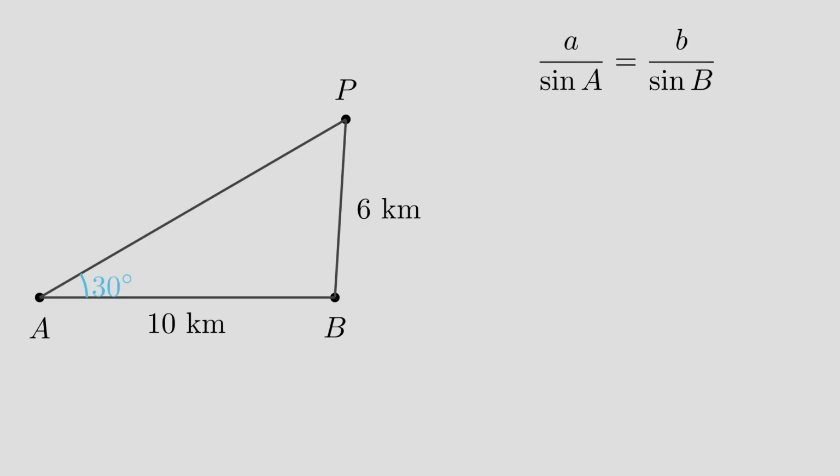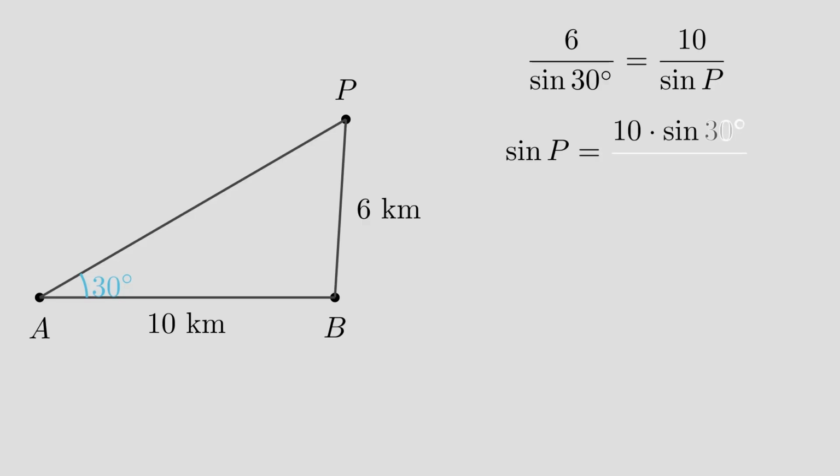PB over sine A is equal to AB over sine P. Substituting our known values, we get 6 over sine 30 equals 10 over sine P. Now, let's rearrange to solve for sine P. Sine P is equal to 10 times sine 30 divided by 6. Since sine 30 degrees is 0.5, this simplifies to 5 over 6.